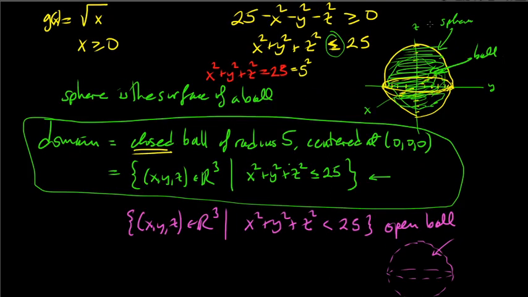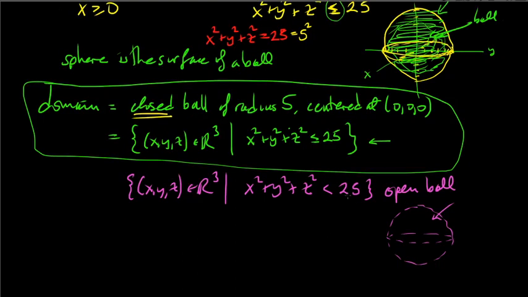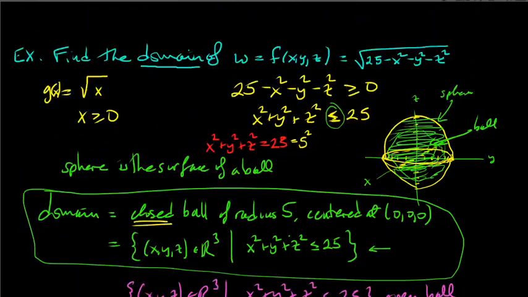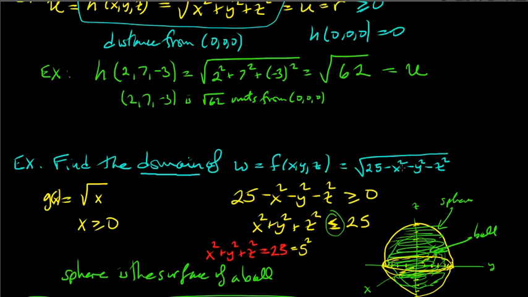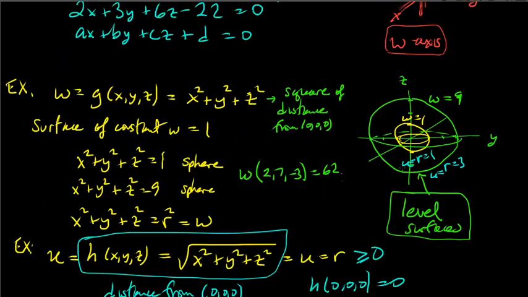The closed ball does include the surface. And it's just a matter of whether you have the equal sign or not. Equal sign means you include the surface, you have a closed ball. A strict inequality where there's no equal sign means it's an open ball. You do not include the surface. So this is the terminology that will come up every so often. But that's it. There's really nothing else to this section.